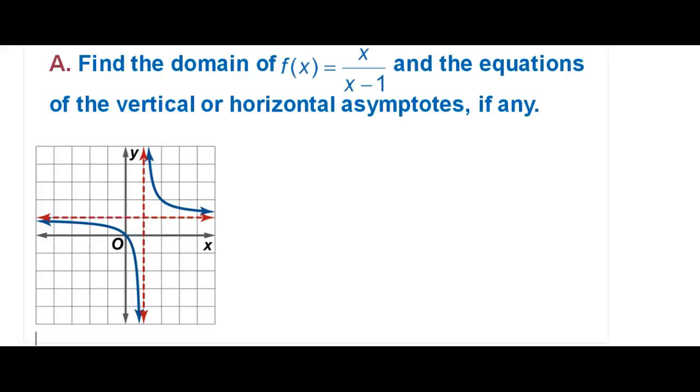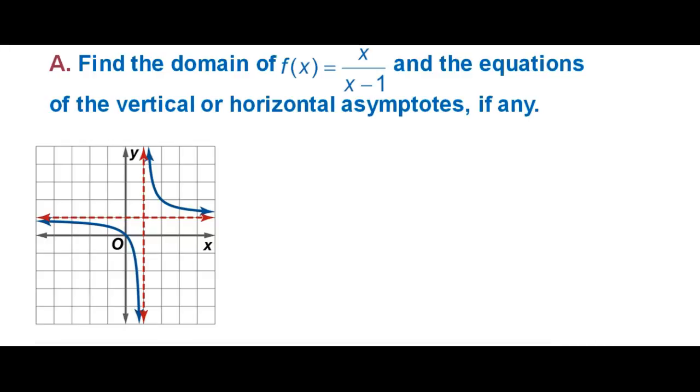I have graphed below. And when we're referring to asymptotes, we're talking about these imaginary red lines that aren't actually part of the function, but they tell us where the graph approaches. But notice the graph never crosses the line or touches the line. And on either side, it approaches but never crosses.